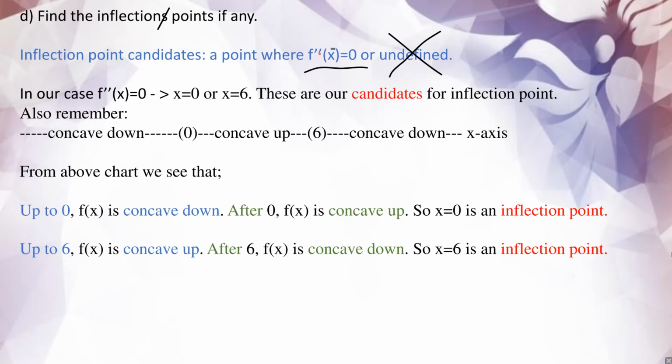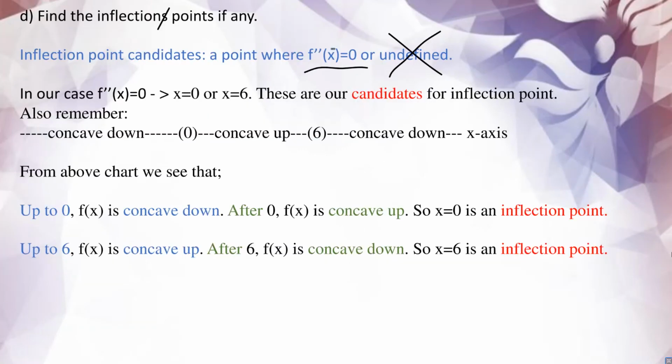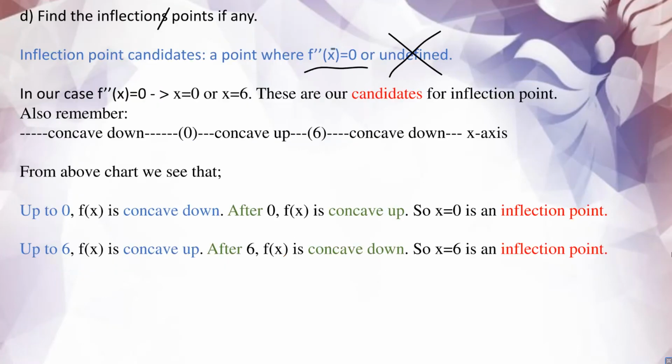We are just going to find the second derivative and the points that make it 0, which we have already found. There it is. That's the second derivative. And 0 and 6 are the points that make the second derivative 0. We found them with the earlier steps. Okay, so these are our candidates for inflection points. Also, from the answer of the previous part, just copy paste. There it is. We remember this. Up to 0 is concave down, between 0 and 6 is concave up, and after 6 is again concave down.